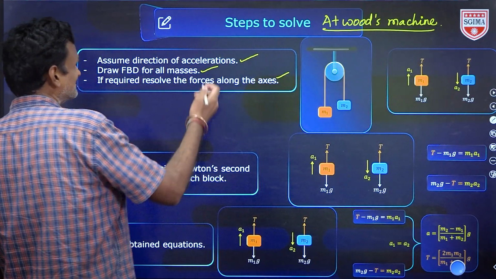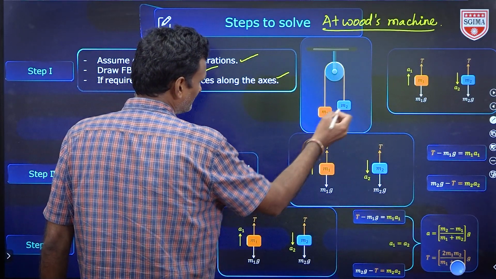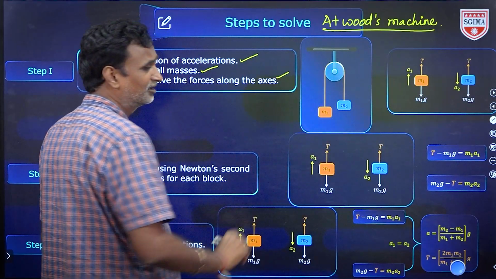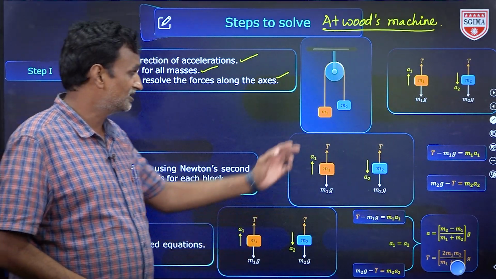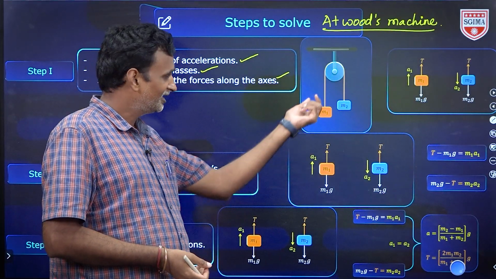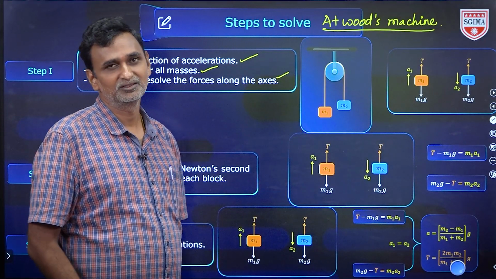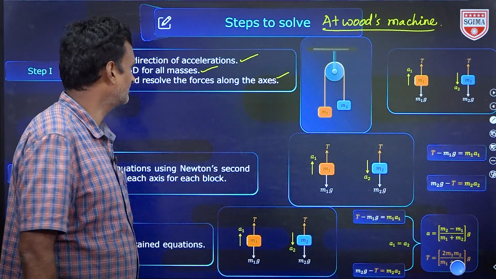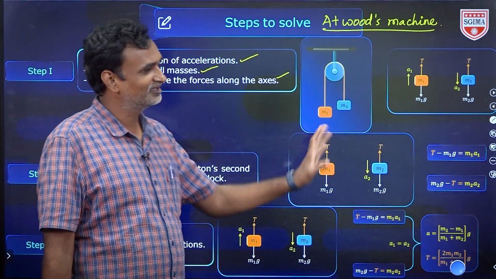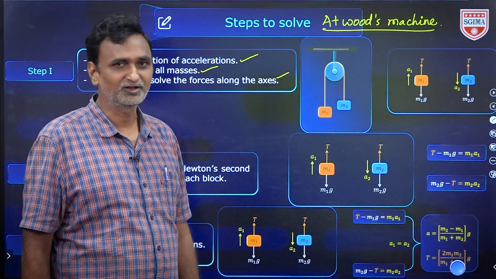So that is assume direction. Suppose one is going downward, then the other is going upward. Otherwise, if it is going upward, the other is going downward. Here, if you know the masses, for suppose it is 5 kg and 2 kg, then the 5 kg will go downward and the 2 kg will go upward. That we can find out easily, right? And draw FBD for all masses. How many masses are there? Then for them, we need to draw the free body diagram.